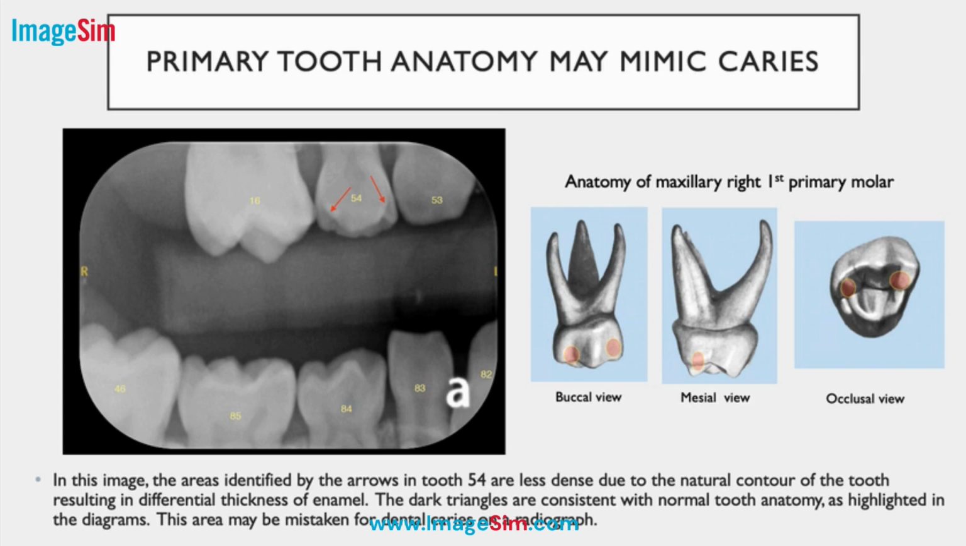Primary tooth anatomy may mimic caries. In this image, the areas identified by the arrows in tooth 5-4 are less dense due to the natural contour of the tooth, resulting in differential thickness of enamel. The dark triangles are consistent with normal tooth anatomy, as highlighted in the diagrams. This area may be mistaken for dental caries on a radiograph.